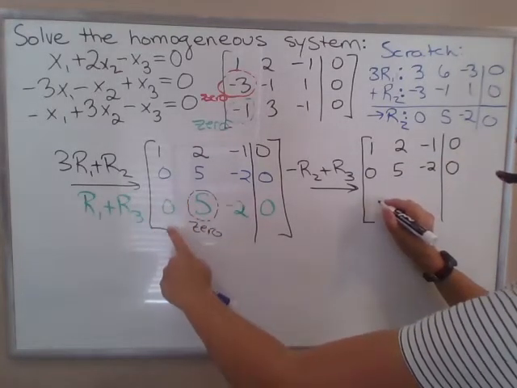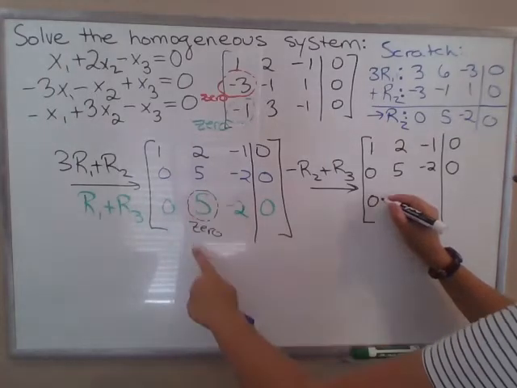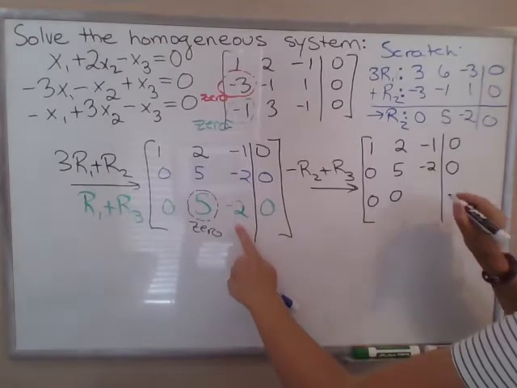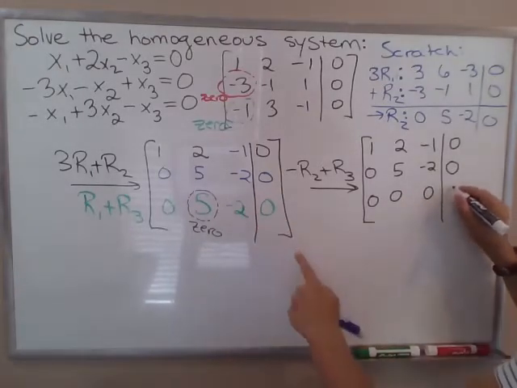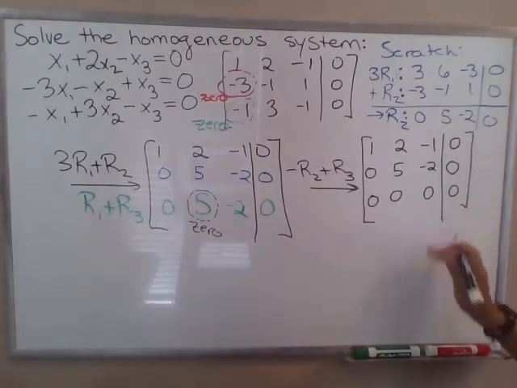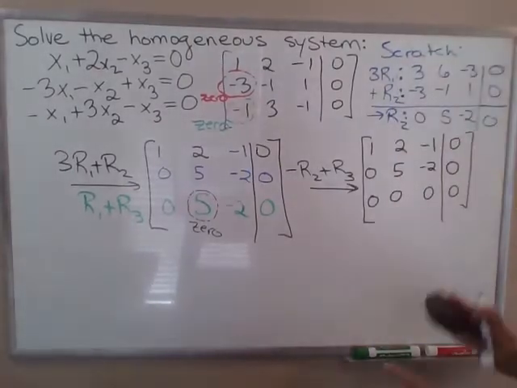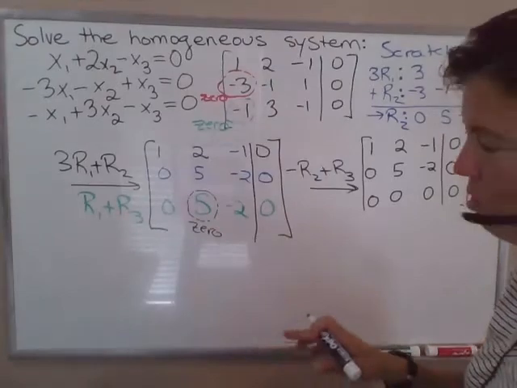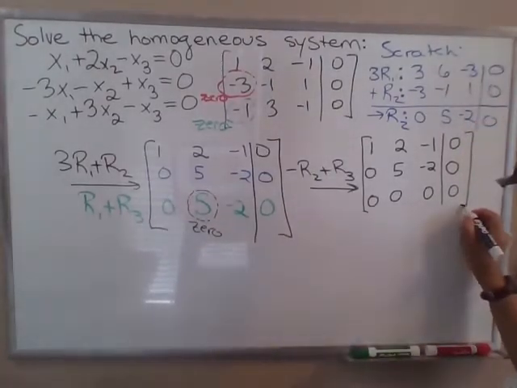Okay, so 0 plus 0, -5 plus 5, -1 times this would be 2 plus -2, and 0 plus 0. Okay, so there's our new matrix. And like I said, you can assume that that's going to happen as soon as you see that one row is just a constant multiple of another row.